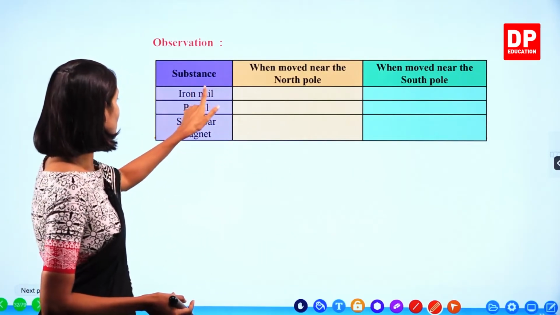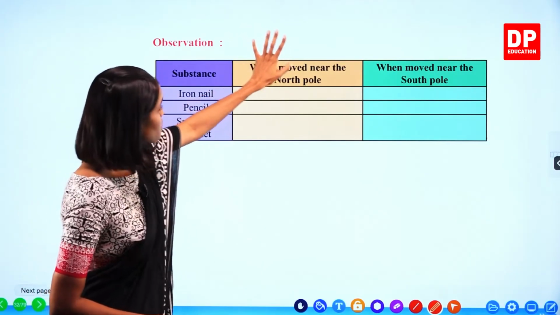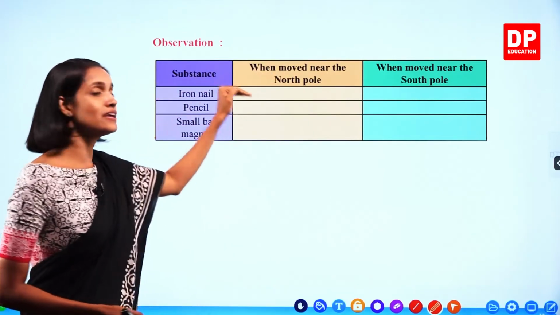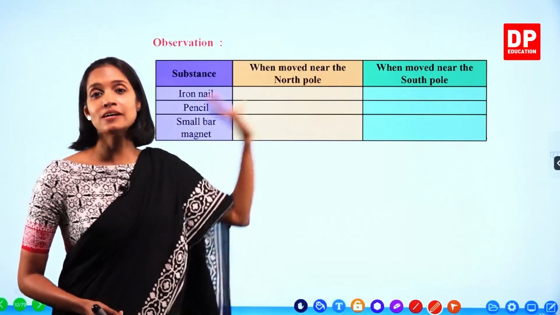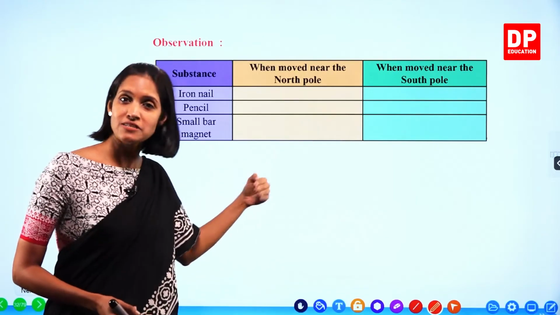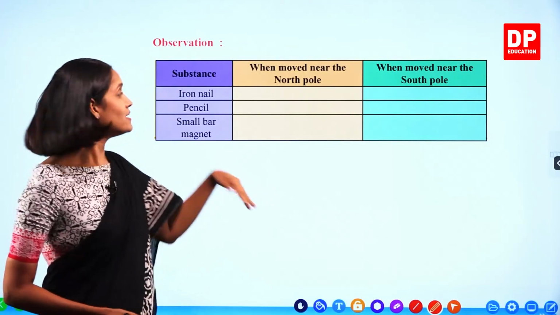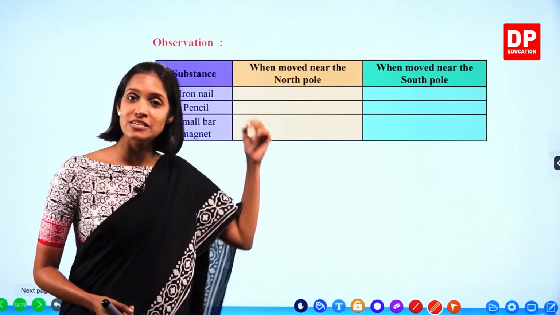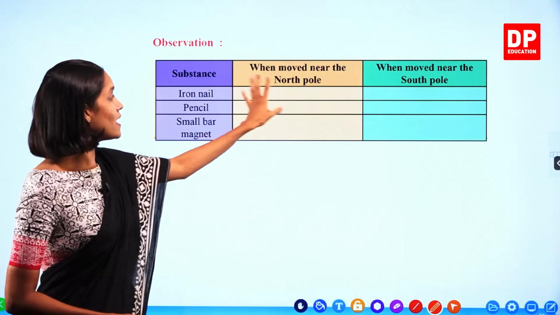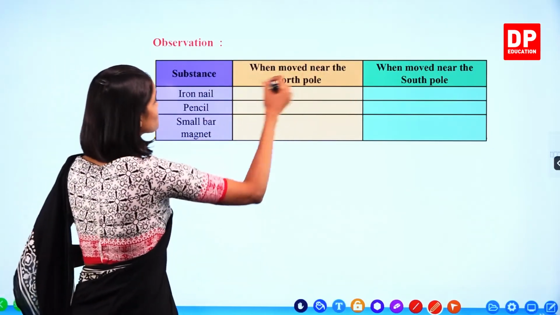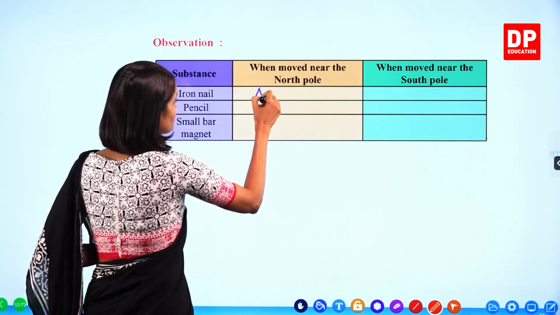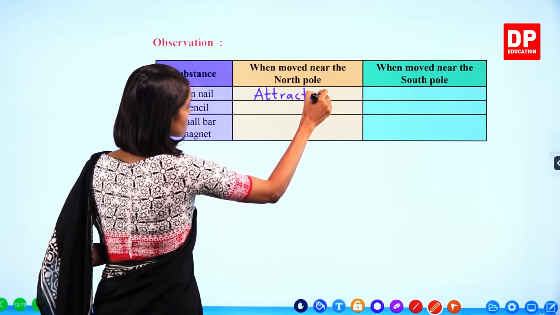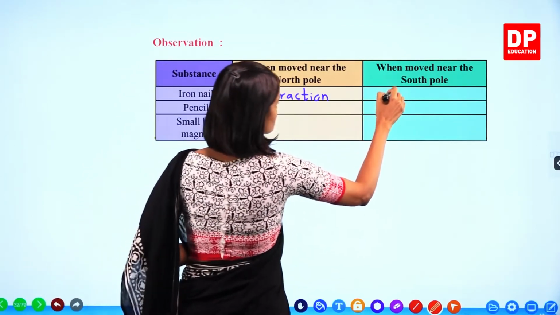So let's start from the iron nail. So when you brought the north and south poles, no matter what the pole of the bar magnet is, the iron nail always attracts towards the bar magnet. It doesn't matter what the pole is. Right? Even though it's north or south pole, iron nail always gets attracted towards the magnet. Okay, so only attraction is there. So each instance we can write iron nail, we'll write attraction.